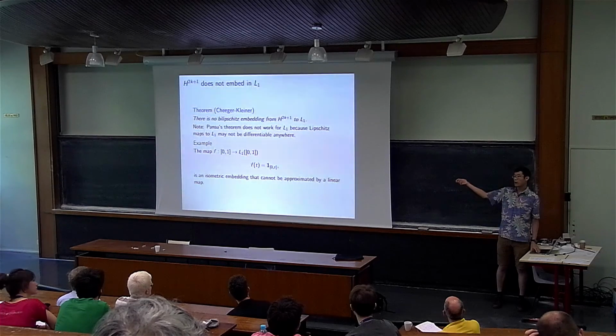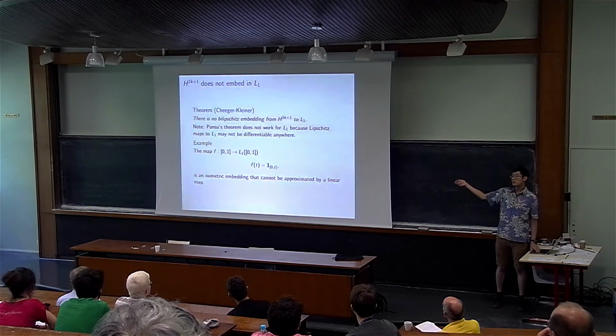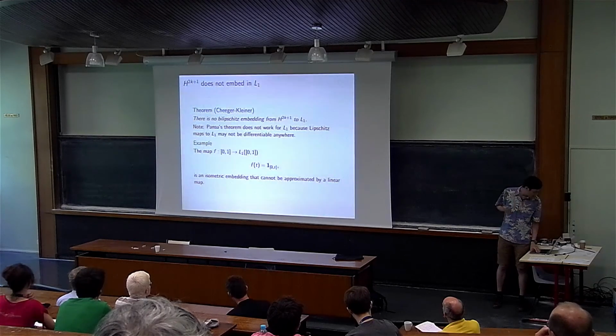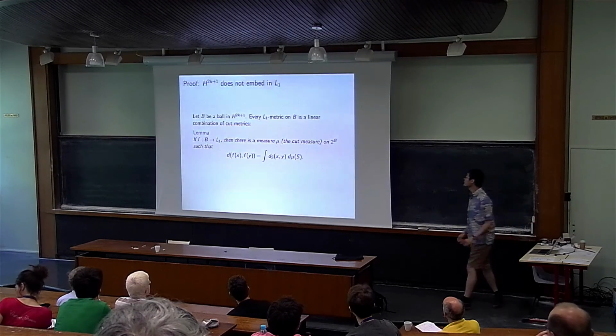So is this okay so far? Is this example clear? Okay, so Cheeger and Kleiner defined a notion of differentiability based on cut metrics.